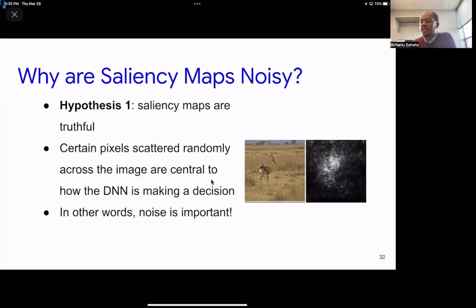Hypothesis one is saliency maps are truthful. They just show what is in there. For example, for this image over here, the saliency map is what you see, where the white pixels are highlighted based on where the animal is. So certain pixels are scattered randomly across the image, which are central to how the deep neural network is making a decision. This is a natural feature of saliency maps. In other words, they're important because they are used to differentiate the important part of the image or the input versus the less important part.